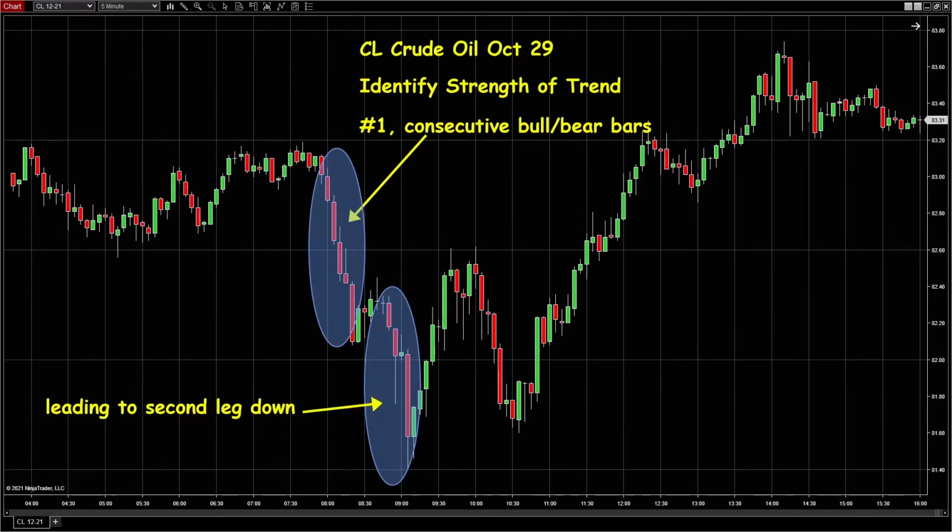Here is an example for the consecutive bear bars. This is the chart for the oil October 29th. You can see that here there are consecutive bear bars leading the market down. And then after the pullback, the market goes down again for the second leg. So this consecutive 1, 2, 3, 4, 5, 6 bear bars means the market is very strong for the downtrend, and then you're very confident there's going to be some follow-up. So the trading opportunity is the second leg down here after the pullback.